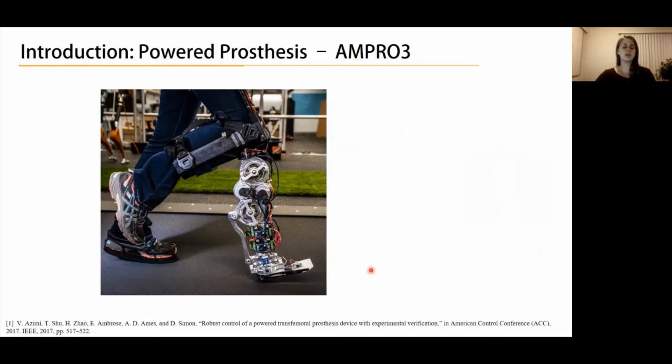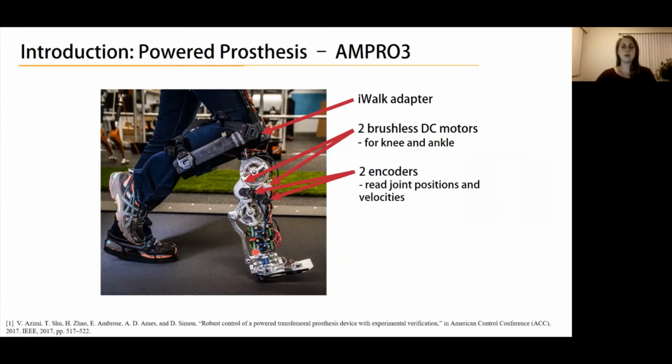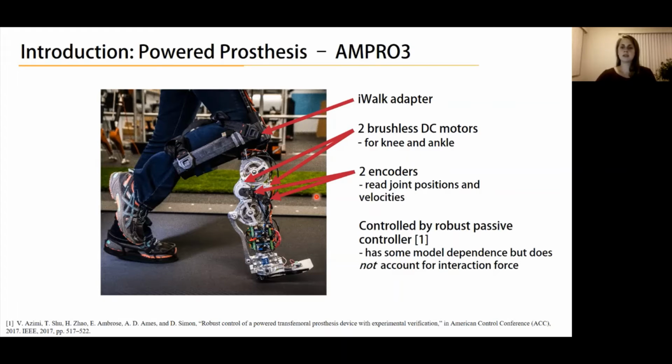The powered prosthesis used for these experiments is called Ampro 3, and it has an iWalk adapter that allows an able-bodied subject to strap their knee to the device and do testing. It has two brushless DC motors to control the knee and to control the ankle. These motors have encoders to read the joint positions and velocities to give feedback to the controller. It is currently controlled by a robust passive controller. This has some model dependence, but it does not account for the interaction force.